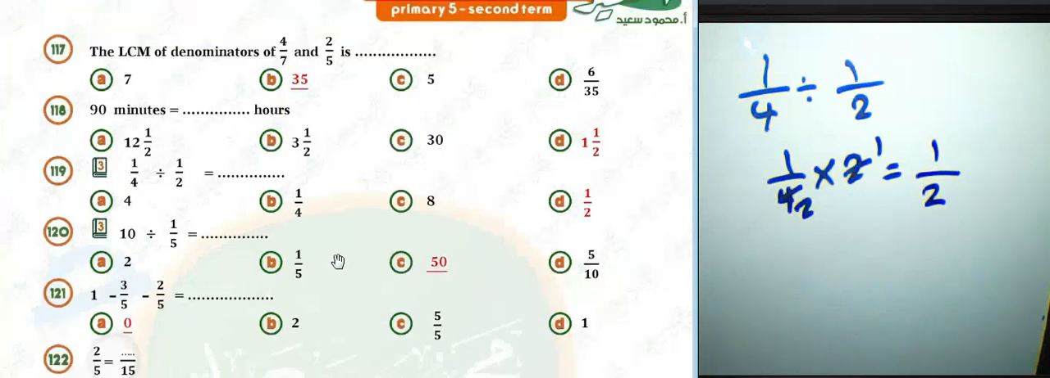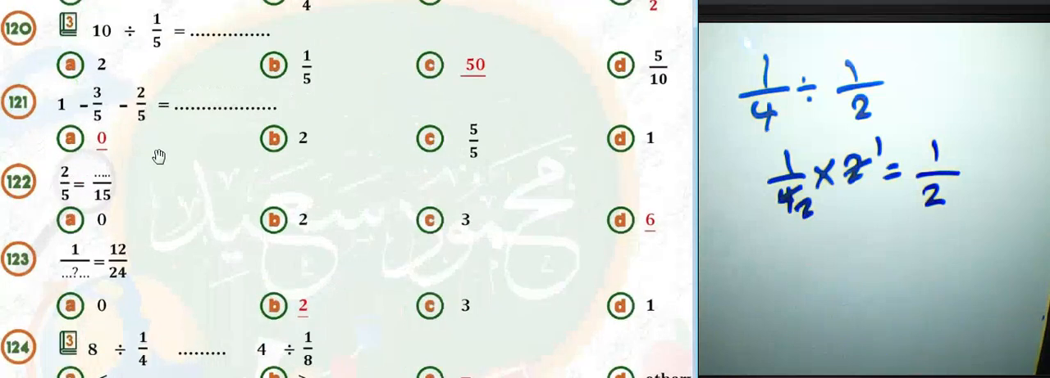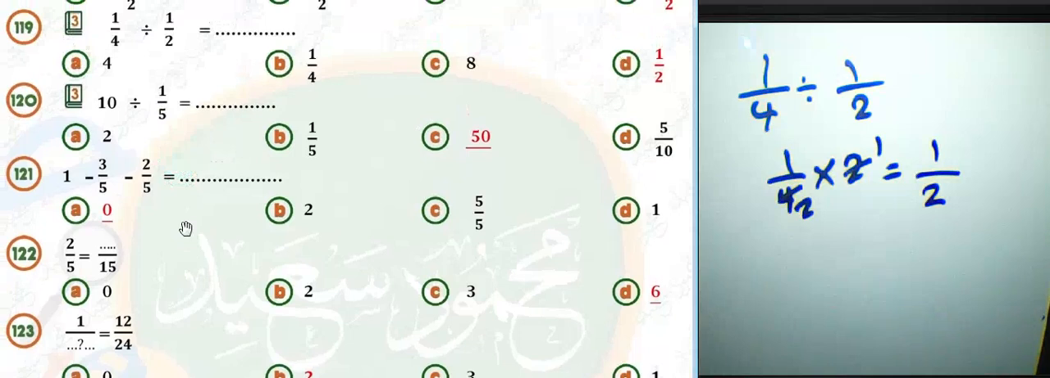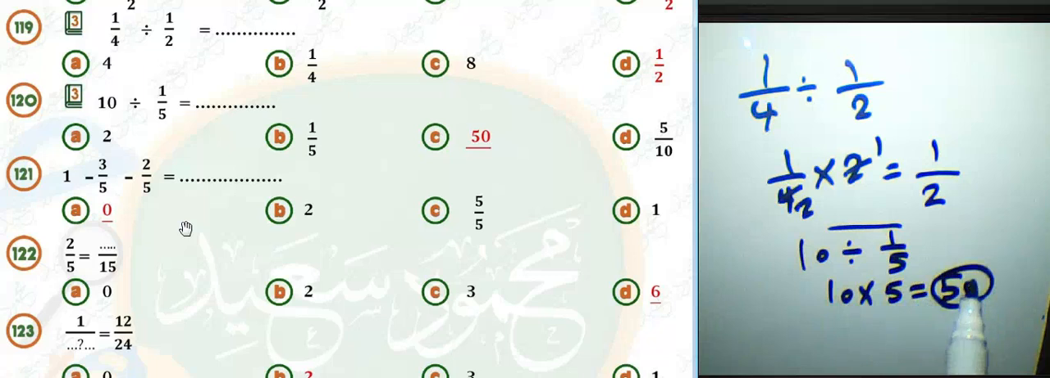10 divided by 1 over 5. Convert from division to multiplication. Write 10 and write multiplication here, the inverse of 1 over 5 equals 5. 5 times 10 equals 50. So the result will be 50.